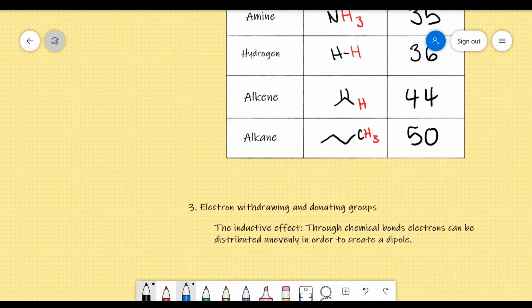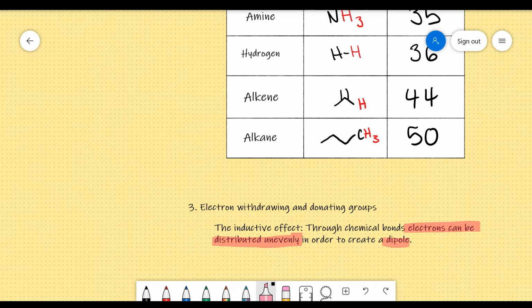Okay, so now we're going to explain why certain things are more acidic than others. And it's based on these things called electron withdrawing and donating groups. But in order to understand these, we need to know what the inductive effect is. So basically what this says is that through chemical bonds, electrons can be distributed unevenly in order to create a dipole.